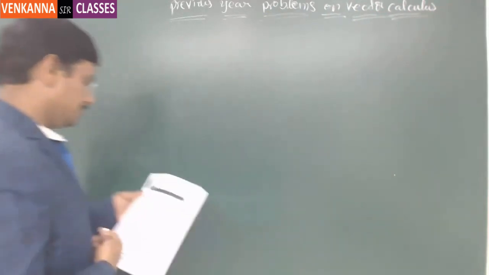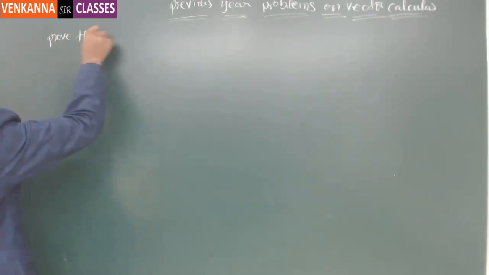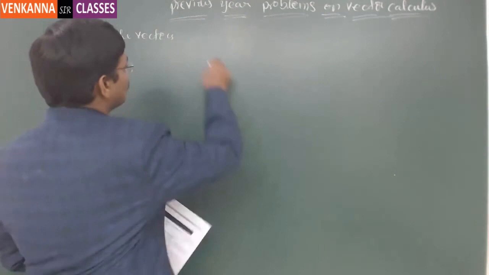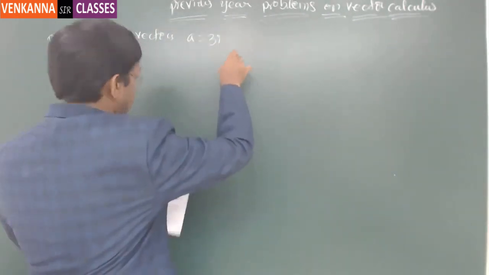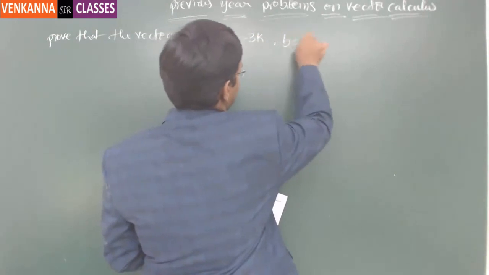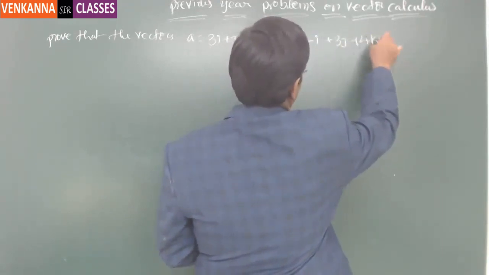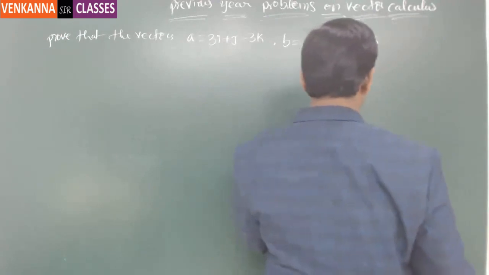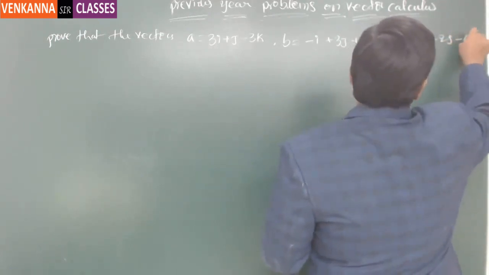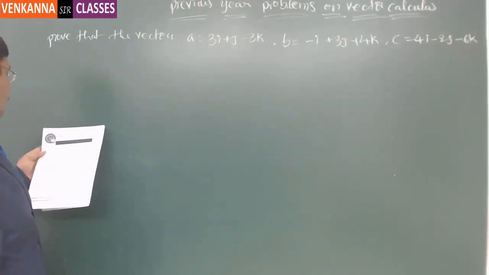Now, in 2016 there is a problem. Prove that the vectors a equal to 3i plus j minus 3k, b equal to minus i plus 3j plus 4k, and c equal to 4i minus 2j minus 6k can form the sides of a triangle.